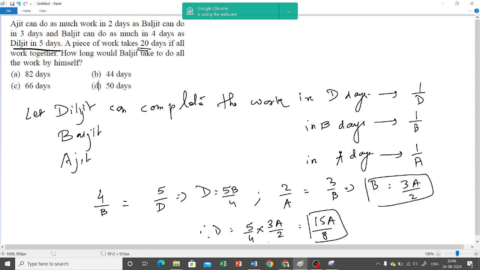Now here I want to do one thing. You see, I have written D in terms of B, I have written here A in terms of B. I will not do that. Rather, let me make everything in terms of B. You know why? Because I have been asked how long will Baljit take to do. Let me convert everything in terms of B only, rather than converting everything in terms of A. Then when I solve the equation, I will directly get B.